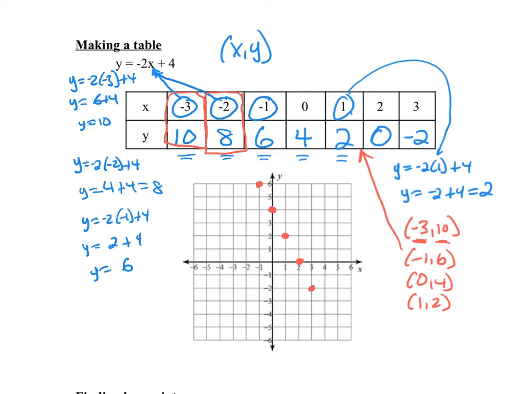Now, you'll notice that these 5 points make a straight line if I connect them. Draw a line through them. Okay. We're going to spend a whole chapter learning all about graphing straight lines like this. But for right now, we're just trying to review graphing, and we're trying to review evaluating equations.